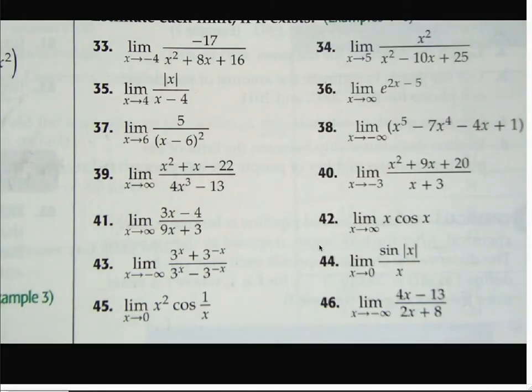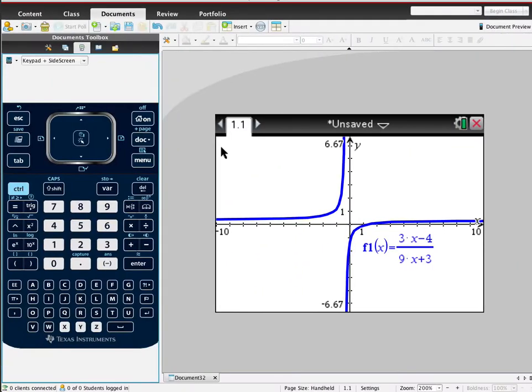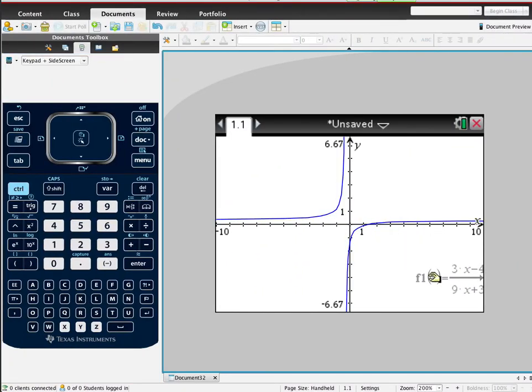Okay, but where am I going this time? Infinity. On my graph, where does that mean I'm going? I'm going to the right. Very good. Because remember, where I'm going is what type of value? An x value. So if I'm going to infinity, that means I'm going way out there to the right.